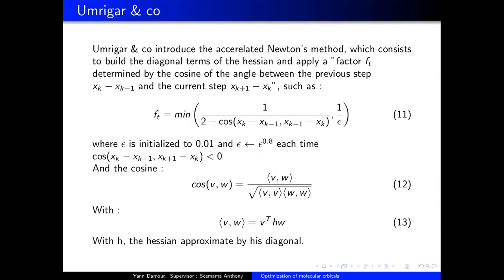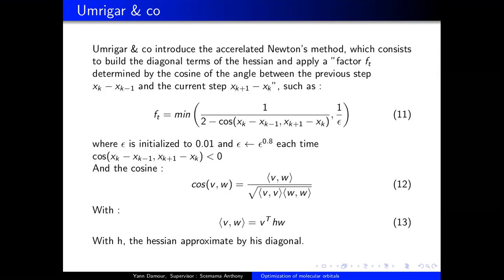For the accelerated Newton method, it's pretty simple. It's just a Newton method. They use only the diagonal of the Hessian, but they apply a factor ft, which is determined by the cosine of the angle between the previous step and the current step. So it's defined like that, and it allows to put a factor on the different elements of the Hessian.